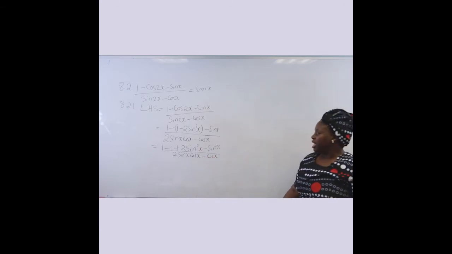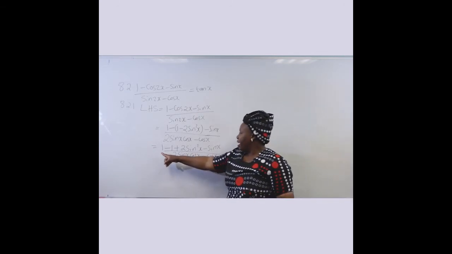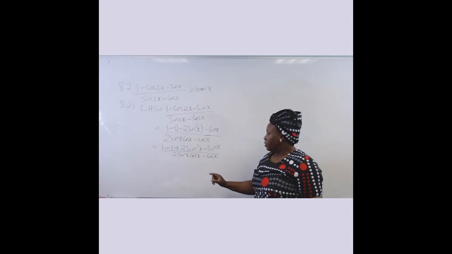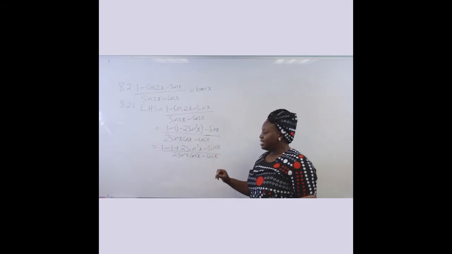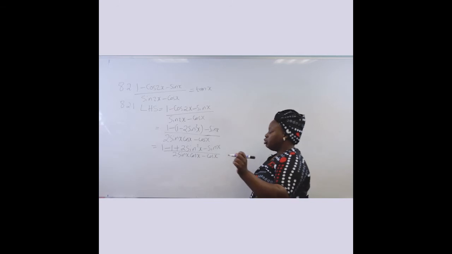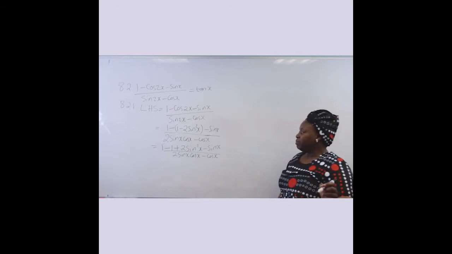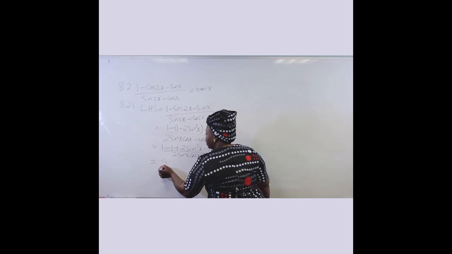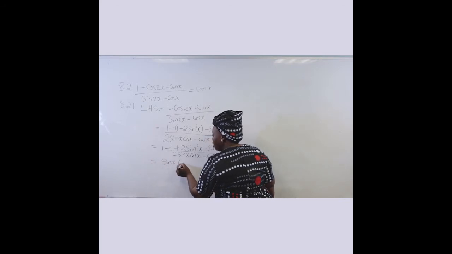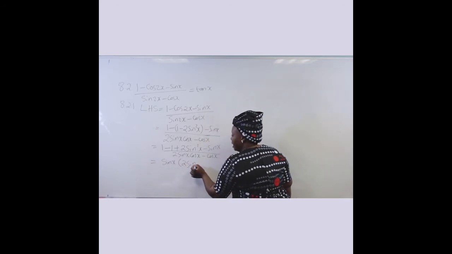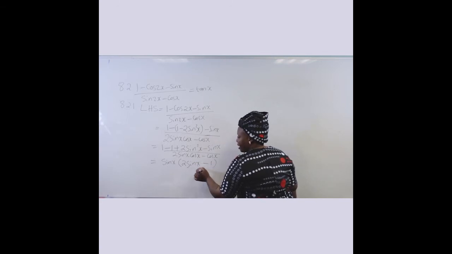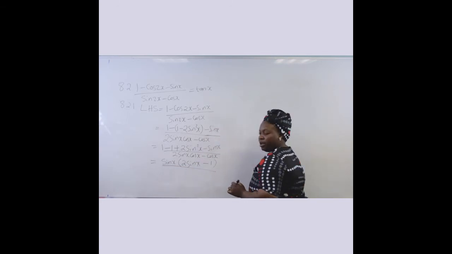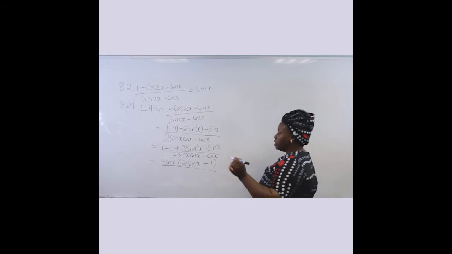Now if you look at this simplification, 1 minus 1 will give us 0, and 2 sine squared x can be rewritten as 2 sine x multiplied by sine x. So we'll take out the common factor of sine x. Then we remain with 2 times sine x minus 1. At the denominator, we are going to take out the common factor of cos x.